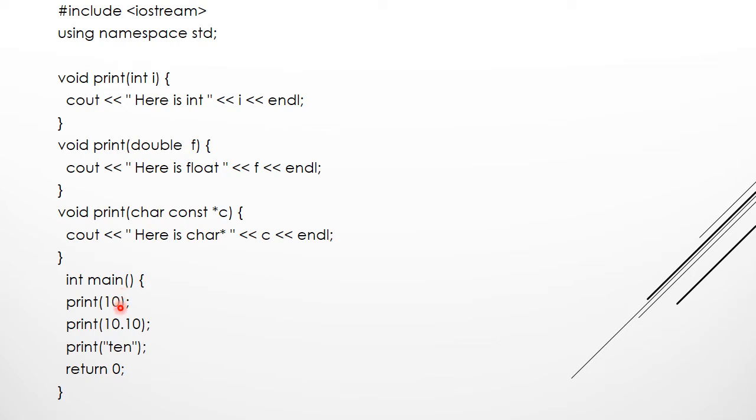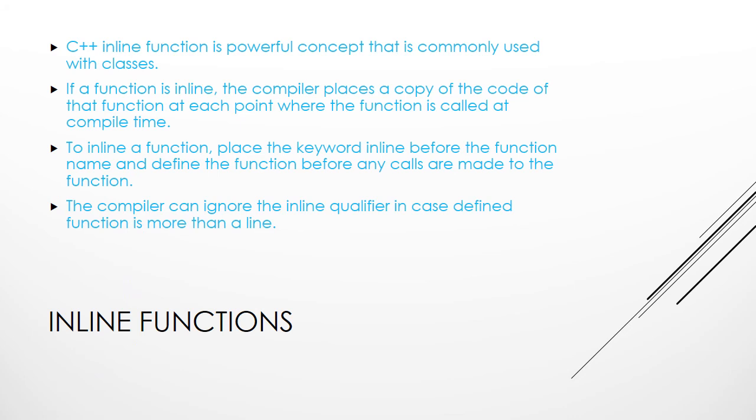So if my entry is an integer, it will come to this function and run this function. If my entry is a floating point, then this defined function will be executed, and if my entry is a character, then it will execute this function. So the function is very clear. It is three different functions, but using the same name for my convenience.